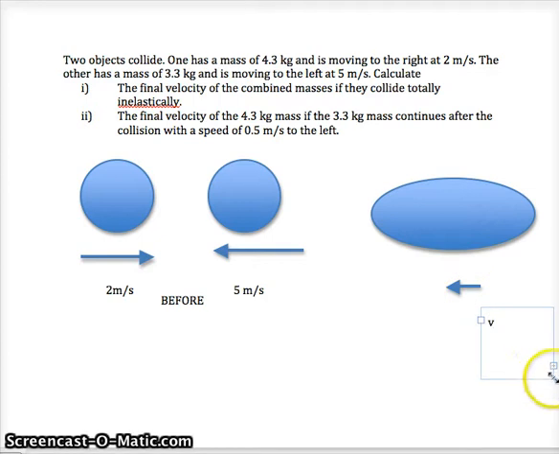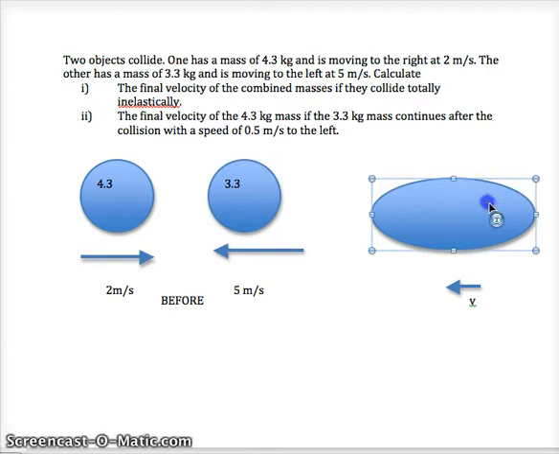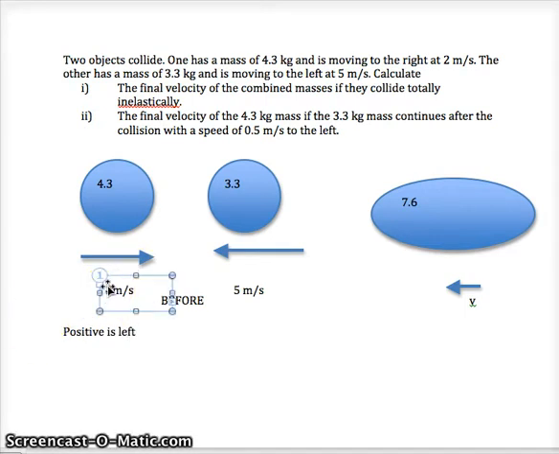And you want to notice that the masses are going to be combined. So this one has a mass of 4.3, and this one has a mass of 3.3, and this one has a mass of 7.6. Okay, now we need to indicate which way is positive. Since I think the whole thing is going to end up moving to the left, I'm going to go ahead and say positive is left. And that makes this number here a negative number, negative 2 meters per second.